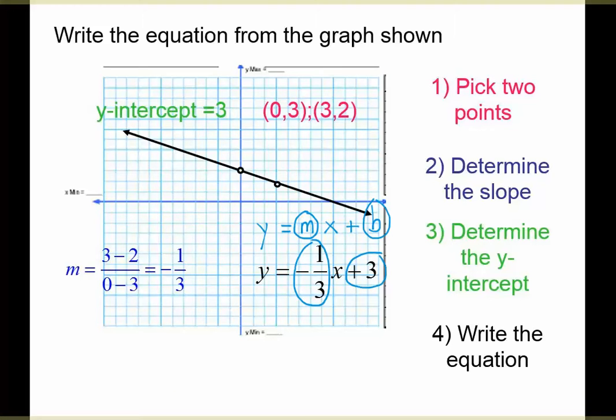So two things you need to know to write an equation. You need to know the slope and you need to know the y-intercept. Okay, we'll come back to practicing that here in a little bit. Let's apply this a little.